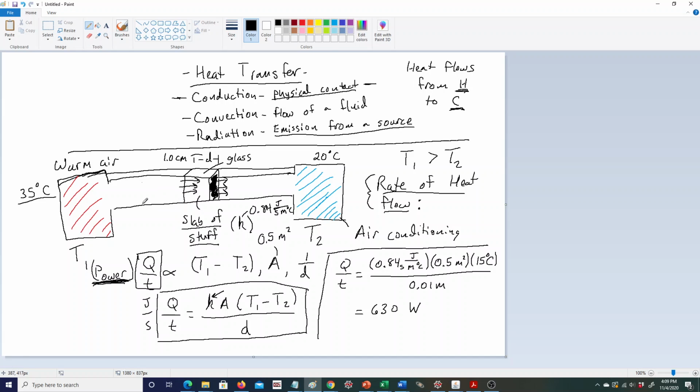And you might guess, well, it might be proportional to the temperature difference, right? And you would be correct. The warmer the air is on one side and the cooler the air is on the other side, the more the heat is going to want to flow through and the system come to equilibrium.